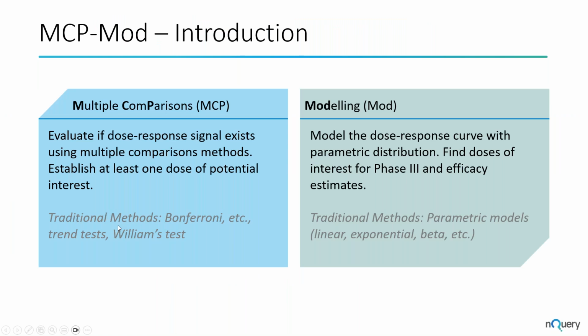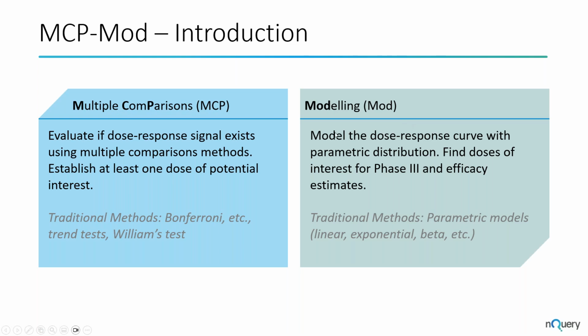So MCP-Mod is an innovative method for Phase II dose finding studies that's still relatively new, proposed by Bretz et al. in 2005. And it combines the processes of multiple comparisons and modeling into one single procedure, giving us the name: multiple comparisons is the MCP, and then modeling is Mod, obviously.